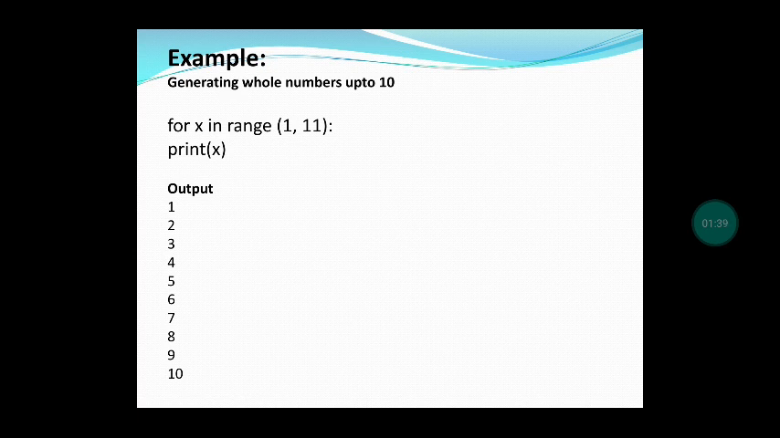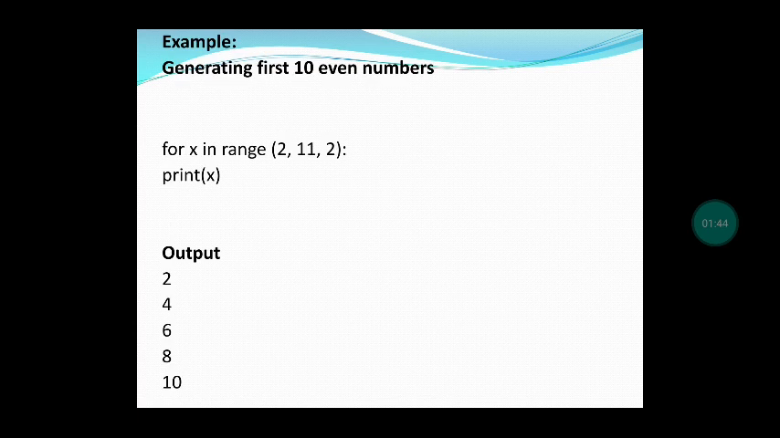Here the range function has been used in the for loop. And in the next example, we are using the range function to generate the first 10 even numbers. Here we have given the start value as 2, the end value as 11 and the step value as 2. So the output of this program will be 2, 4, 6, 8, 10. Step value 2, so we are getting an interval of 2.